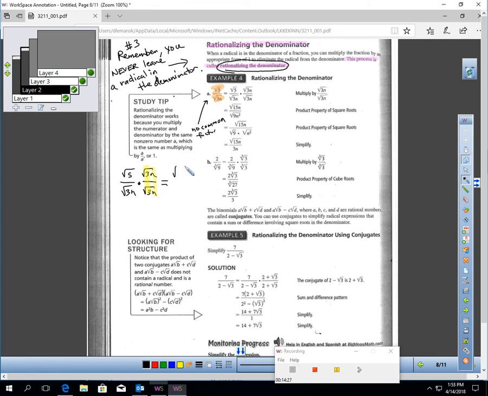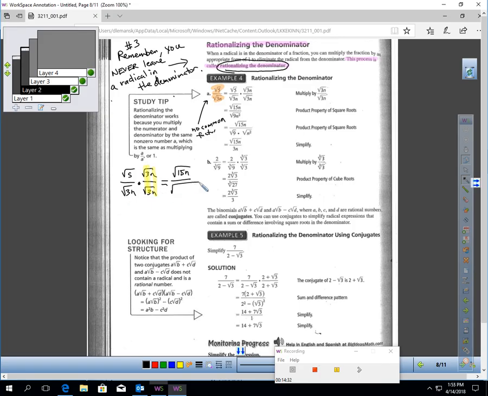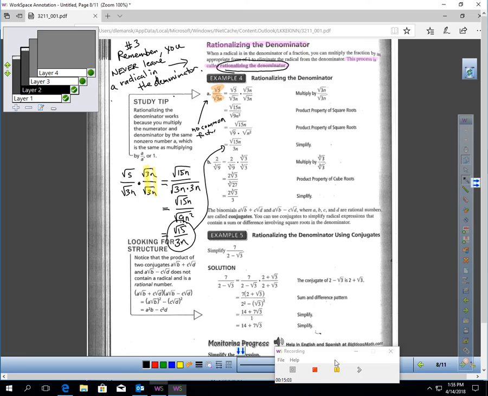Radical 5 times radical 3n would be radical 15n. Down here, I have radical 3n times radical 3n. So I have square root of 15n on top. But now think about down here. I have 3 times 3 down here, which is 9. And I have n times n, which is n squared. And you notice 9 is a perfect square, so is n squared. So the square root of 9 is 3, and the square root of n squared is n. I just rationalized the denominator and simplified the expression.